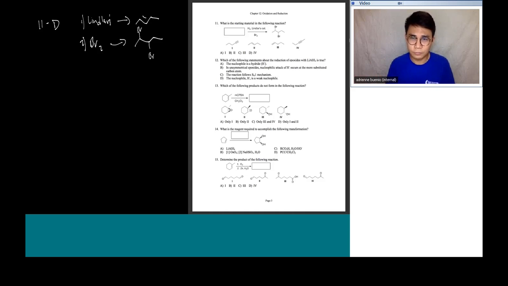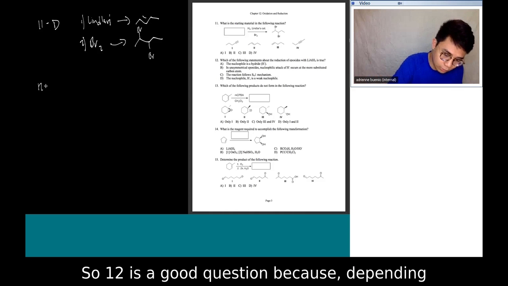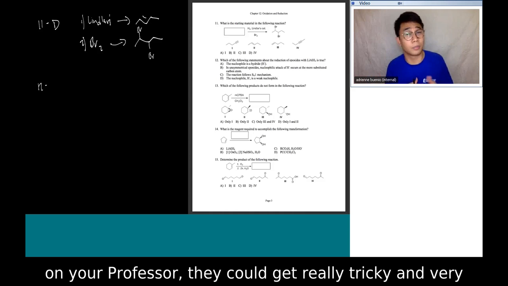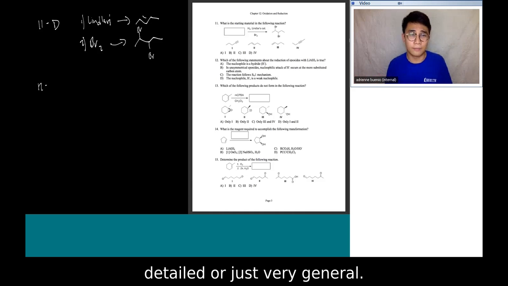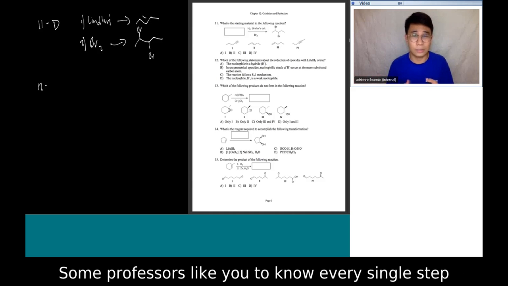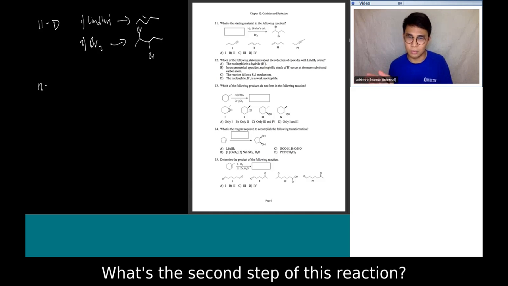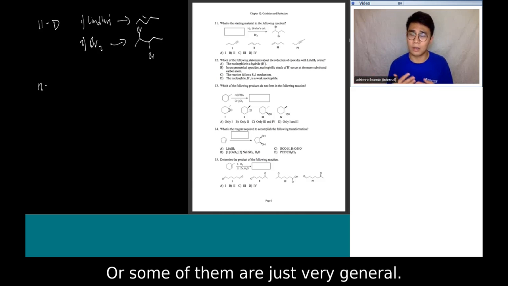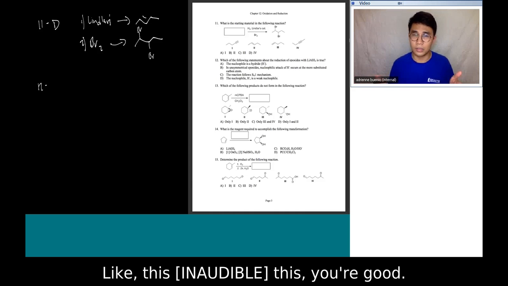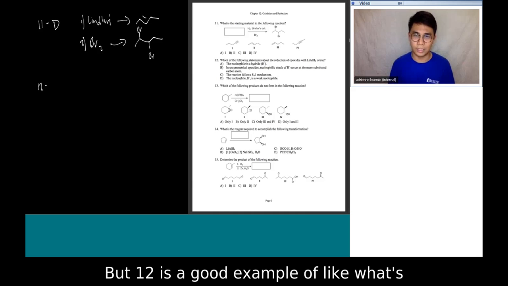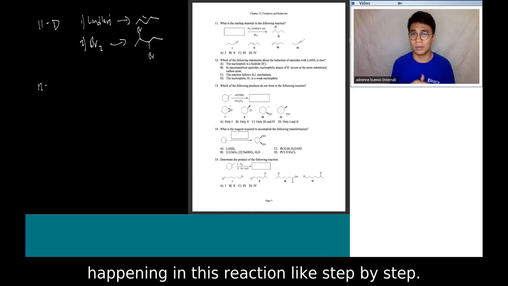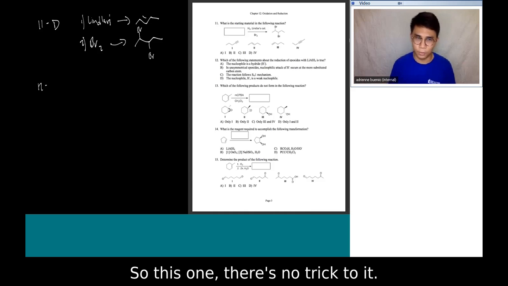So okay, now for 12. 12 is a good question because depending on your professor, they could get really tricky and very detailed, or just very general. Some professors like you to know every single step in a reaction, like what's the first step of this reaction, what's the second step, what's the intermediate, or some of them are just very general, like this turns into this, you're good. But 12 is a good example of what's happening in this reaction, step by step. So this one, there's no trick to it.